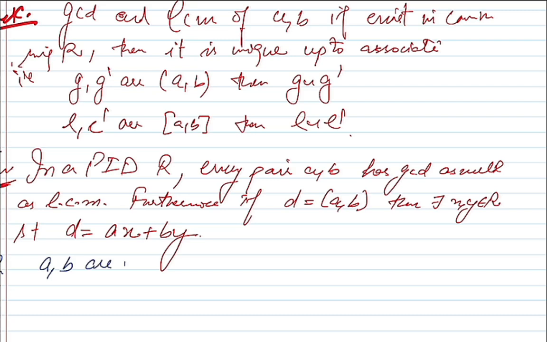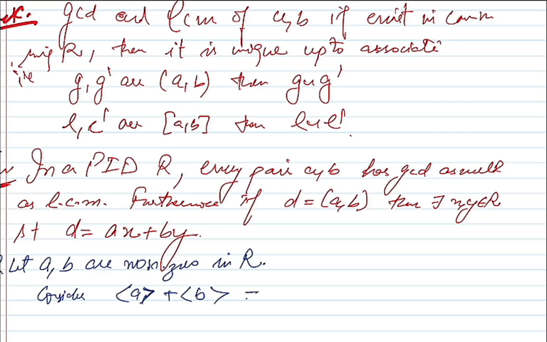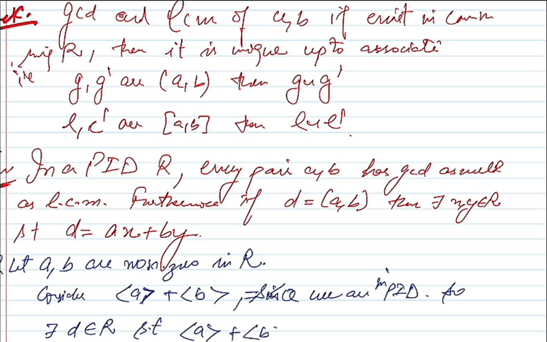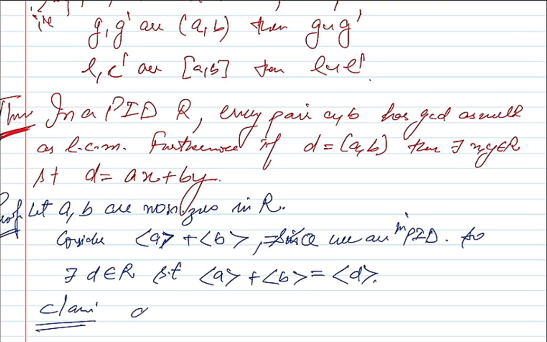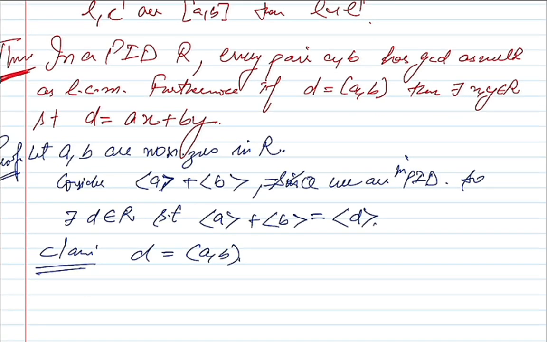Let A and B be non-zero in R. Now consider the ideal generated by A plus the ideal generated by B. Since we are in a PID, there is some D belonging to R such that this ideal is generated by the element D. We will claim that D is the GCD of A and B, and then we are done.